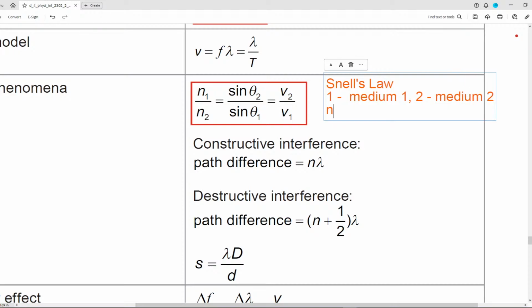Then n is the index of refraction. It's actually by definition equal to c over v. Hold on, C over V, I mean. Which means it'll always be bigger than 1, because the speed of light is always faster. Well, it can be equal, I guess. If you travel at the speed of light, it'll be 1. It's greater than or equal to 1.